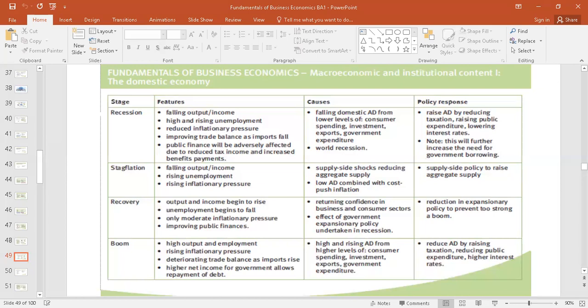Then we see high and rising unemployment. Okay, that is one reason. So people do not have work, high and rising unemployment. So they do not have work and they do not have income. Then the output also is reduced. So the demand for this scarce output increases, price increases. Then reduced inflationary pressure, improving trade balance as imports fall.